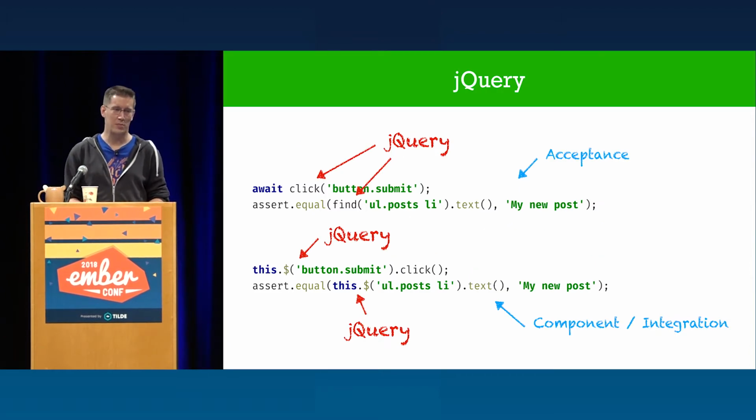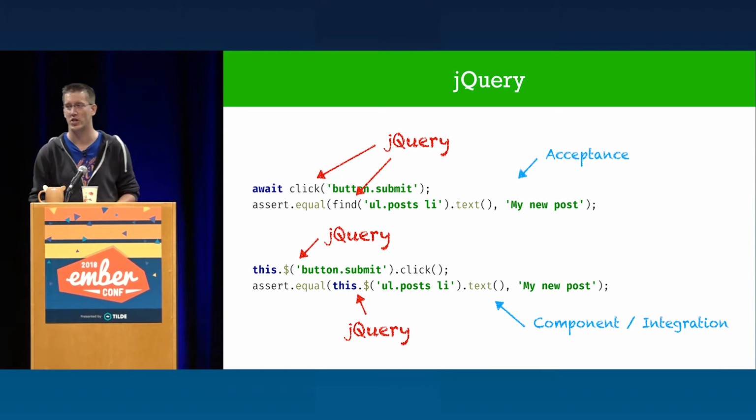If we look at example snippets, you can see an acceptance test snippet at the top and a component integration test at the bottom.